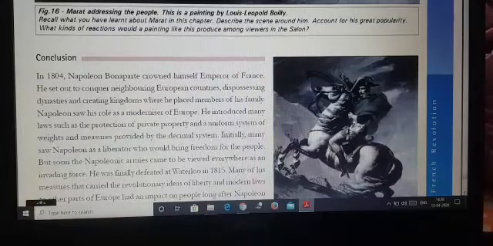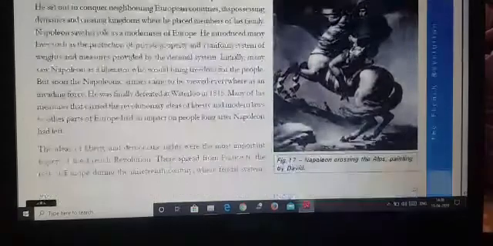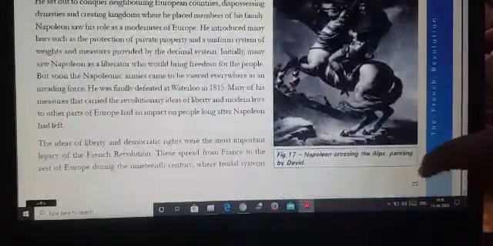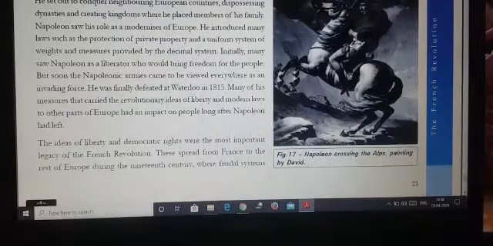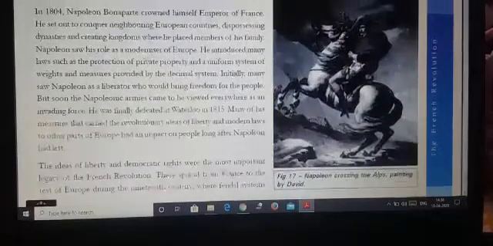So now the conclusion of this chapter, we have come to the conclusion. This is page number 23. You can see on the screen, page number 23, Napoleon crossing the Alps, painting by David. This is the painting of Napoleon. I am making it very clear for you. Okay, so now you can see the picture of Napoleon.